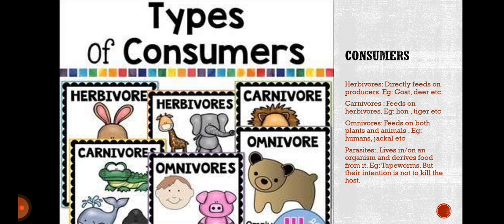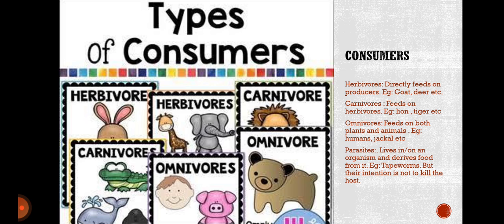There are types of consumers. The first type is herbivores. These herbivores only feed on plants, for example goat and deer. They only feed on plants and nothing else. Carnivores are animals that feed on herbivores for their food. The examples are lion and tiger. They only eat the flesh of other animals. Omnivores feed both on plants and animals. For example, humans, we eat both plants and animals.